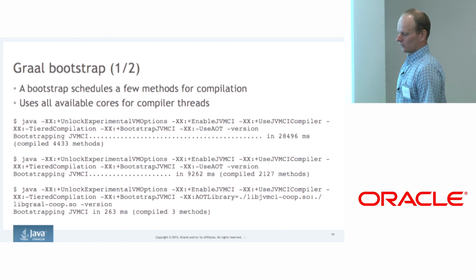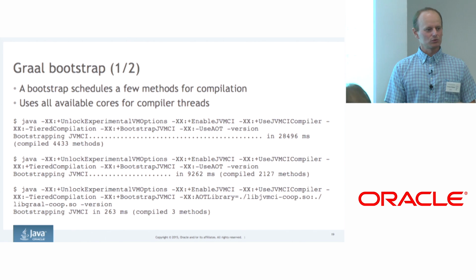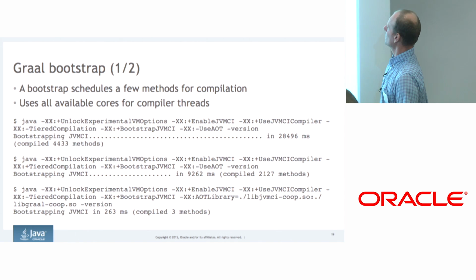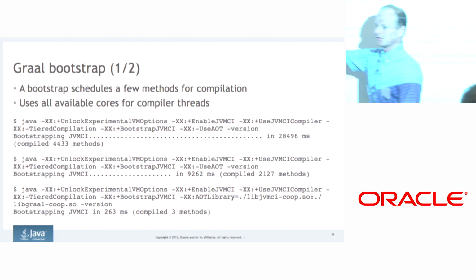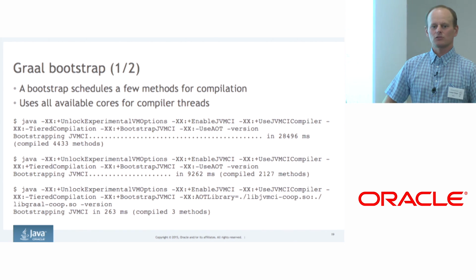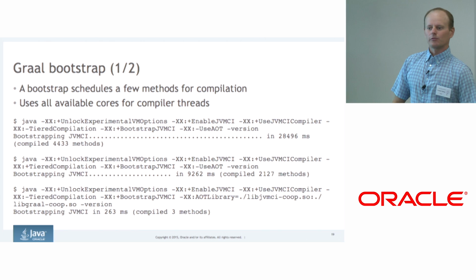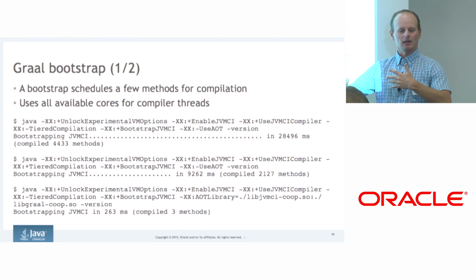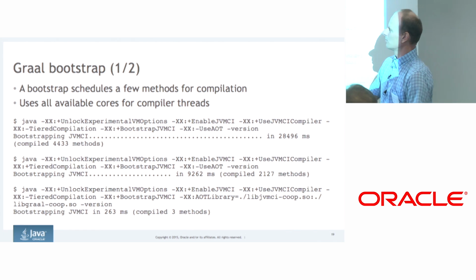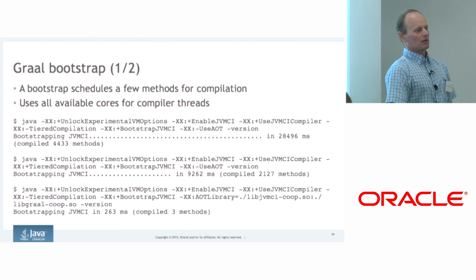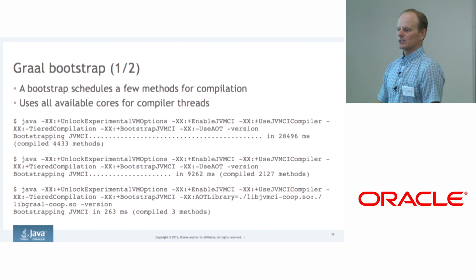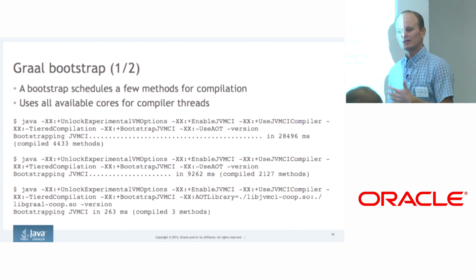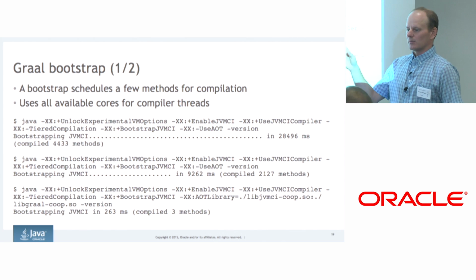And for those of you who don't know what a bootstrap is, Graal is written in Java, right? And if you turn off tiered, Graal is the only compiler in the system. So basically, when you schedule a compilation with Graal, it starts doing it interpreted. But while it's doing it, it's getting hot, and it compiles itself, right? And so a bootstrap is basically scheduling all the java.lang.Object methods for compilation and waiting for all the compilations to be done. So that means it mostly compiles itself and a couple methods you scheduled.